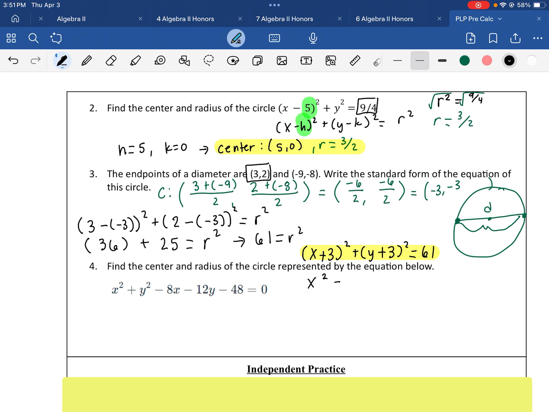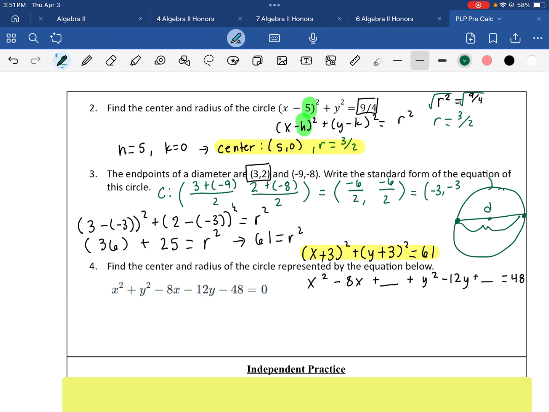So I've got x squared minus 8x. And then I'm going to purposefully leave a blank here. If you remember, complete the square, you know why. And then plus y squared minus 12y. Again, leave my little blank. And then I am going to go ahead and add my 48 to both sides just so that I get all of my variables on one side, everything else on the other.